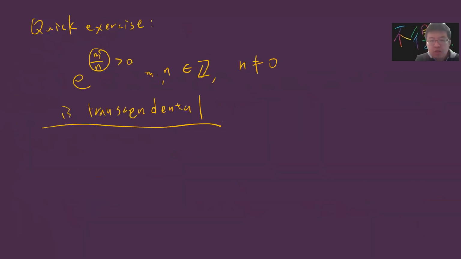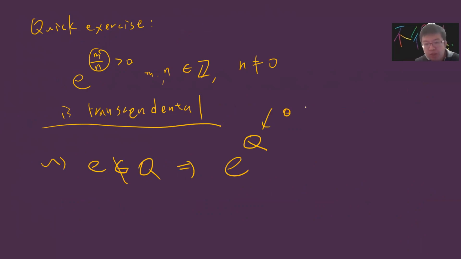Yeah, so this is another quick exercise. So now we prove that not just e is irrational. We prove that e to any rational power, unless this is 0, is irrational. Yeah, so this is the proof.